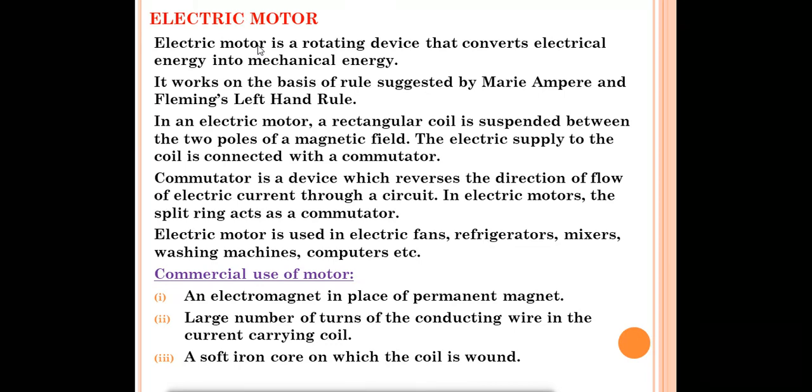So an electric motor is a rotating device that converts electric energy into mechanical energy. We have to provide electricity to this electric motor. Then it will convert that electrical energy into mechanical energy, for doing work. For example, a fan: if you provide electricity to the fan, it will rotate and do the mechanical work for you. So an electric motor is a rotating device that converts electrical energy into mechanical energy.